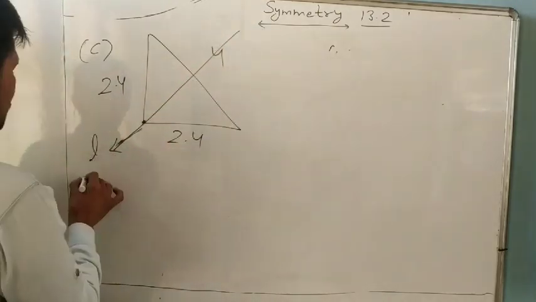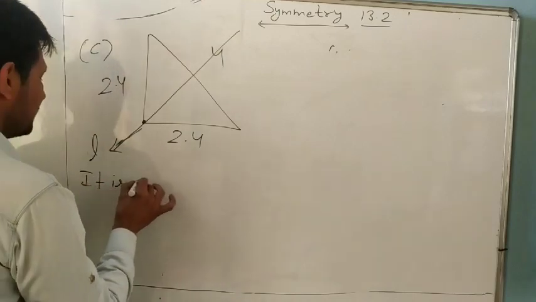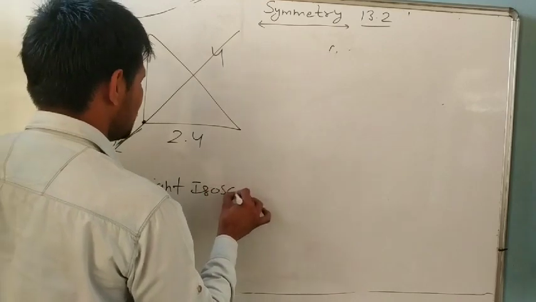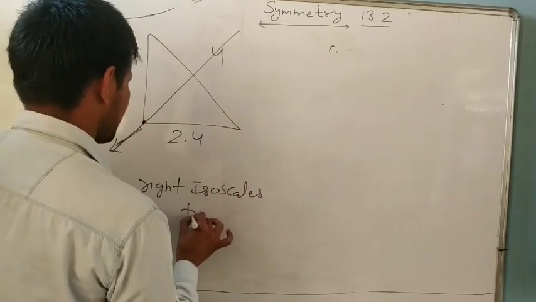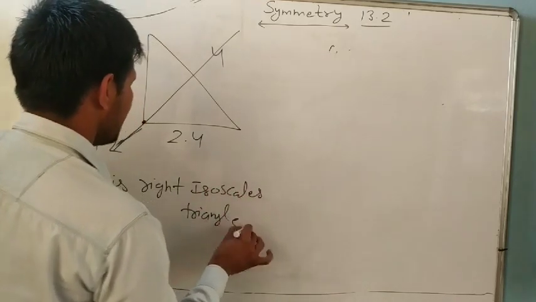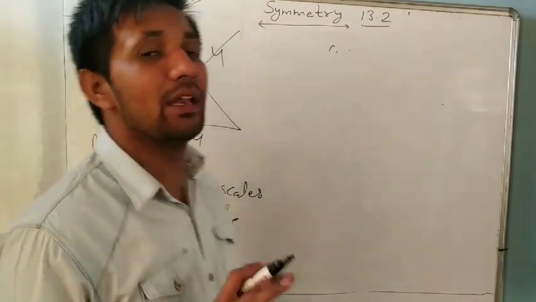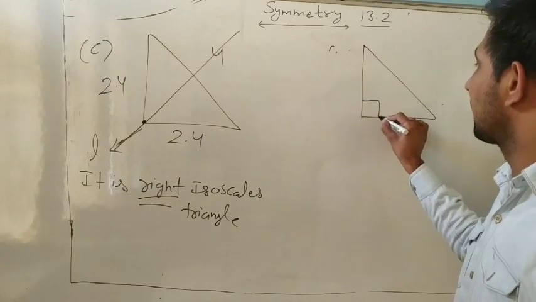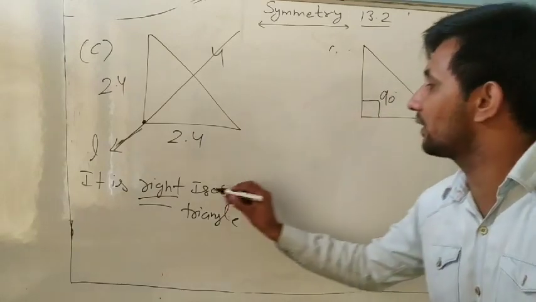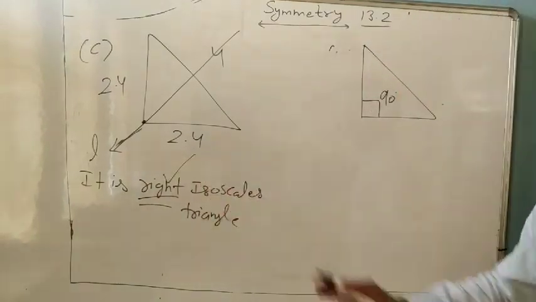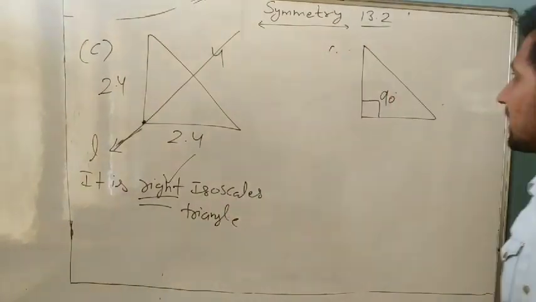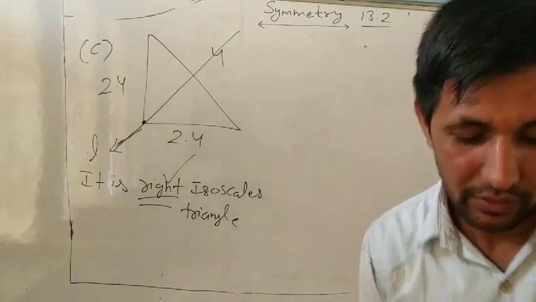So it is a right isosceles triangle. Why am I saying it is right? Right means when two sides are equal and one angle is 90 degrees, then we call it right. Otherwise you can write only isosceles. Understand it? Next is D part.